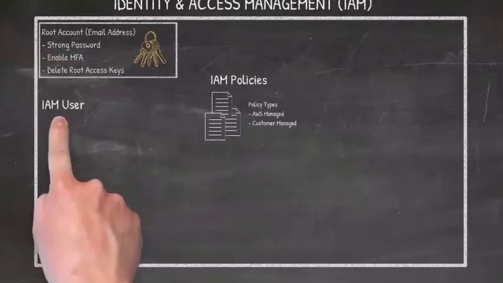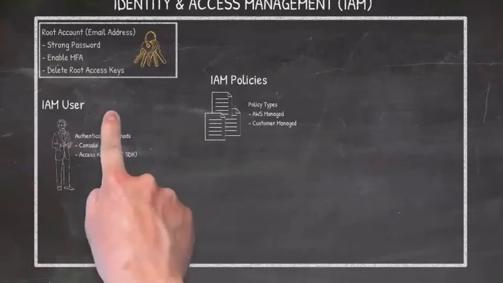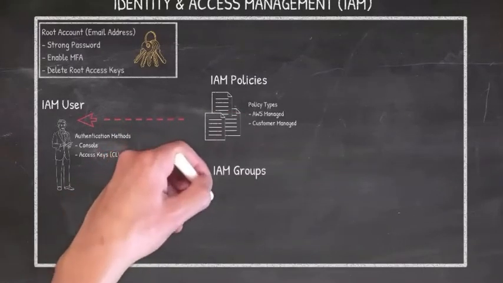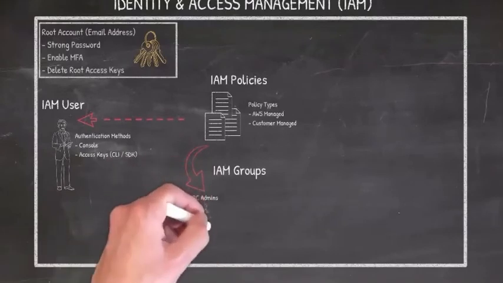One type of principal is an IAM user. An IAM user can authenticate to the AWS account in two ways: via the console using a username and password, or via access keys using the AWS SDKs or CLIs. One or more IAM policies can be applied to the user. Assigning policies directly to users can be an administrative burden.